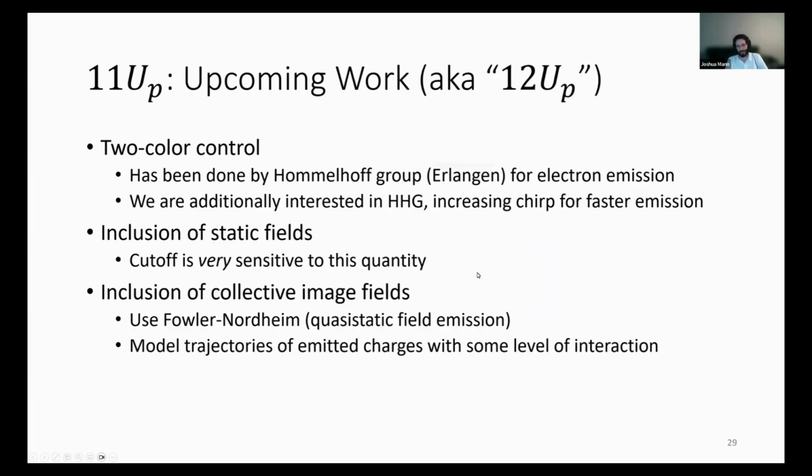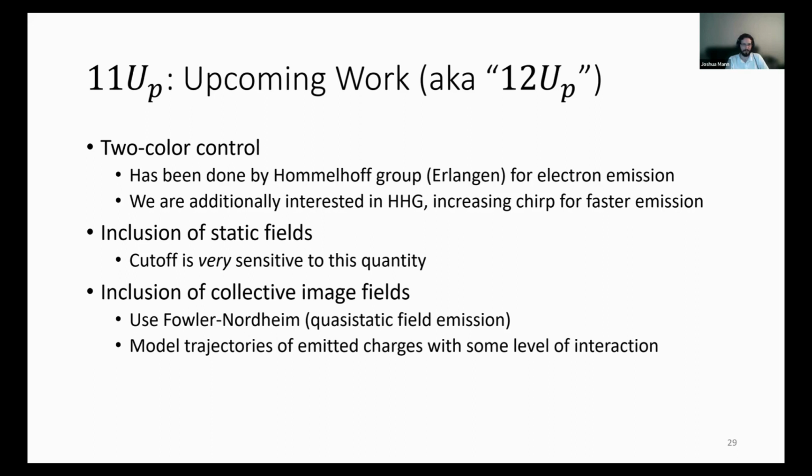There's some upcoming work for this. Firstly, two-color control. It would be pretty natural to include this in our calculation. It's basically, we have our 800 nanometer fundamental mode, and we have the 400 nanometer second harmonic, and we can tune the phase and relative intensity of that second harmonic to, say, optimize the chirp in HHG, or see what else we can do with that.